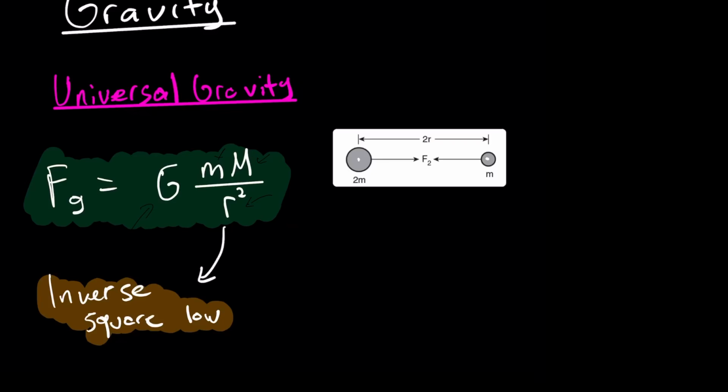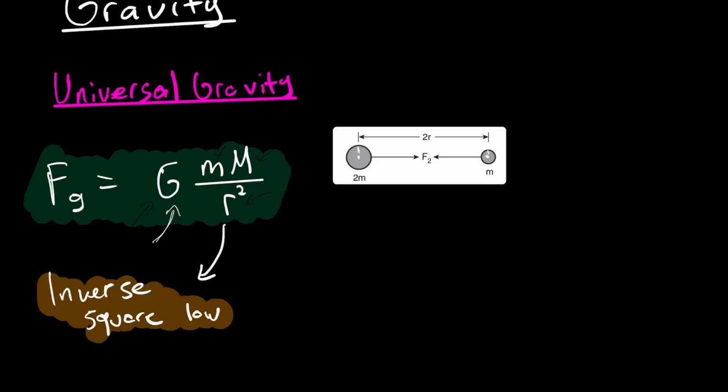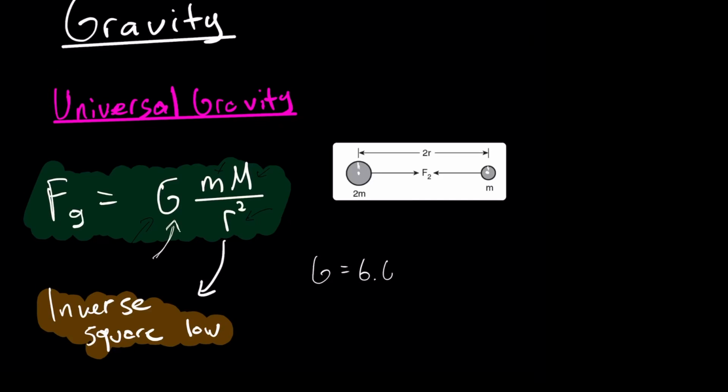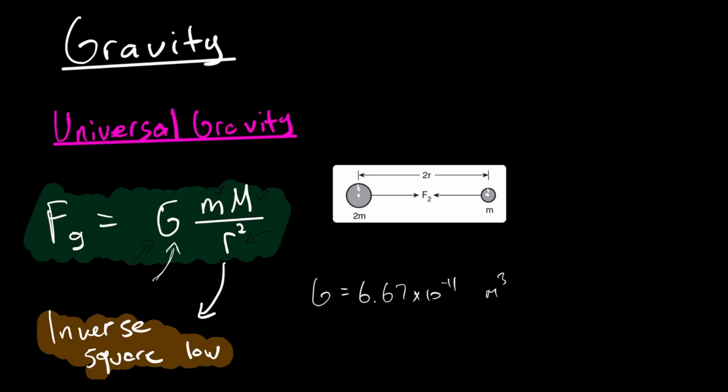So for example here, the distance between them, as you can see here, is denoted from the center of the first mass to the center of the second mass. The constant G represents the universal gravitational constant, which is equal to 6.67 times 10 to the negative 11 meters cubed over kilograms second squared.